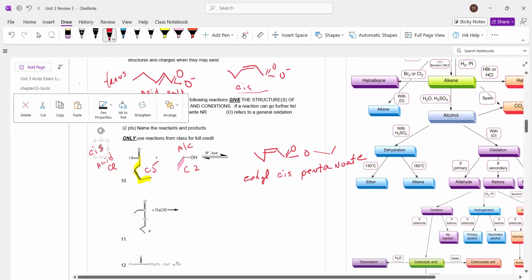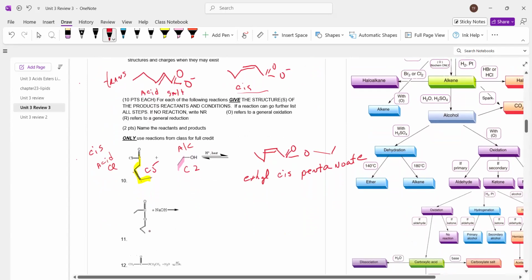Now I make a point here. It says only use the reactions from class for full credit. Now, some people who have had organic chemistry in the past know there's a lot of ways to make esters and under different conditions, etc. So I want you to use whatever is on the flow chart. And that flow chart, of course, will be given to you on the last page, just like the last test. Okay, make sure you abide by the cis-trans stuff.